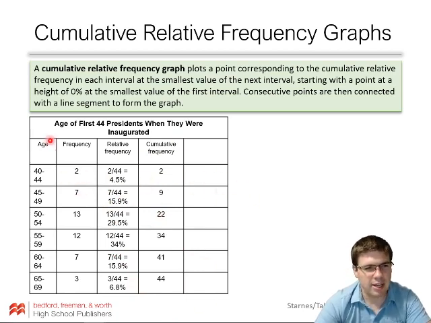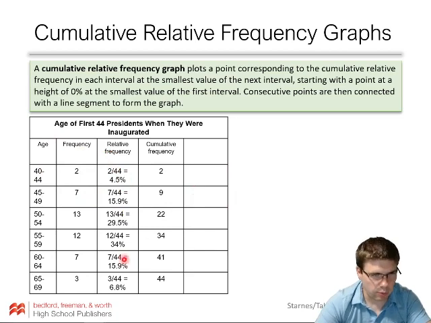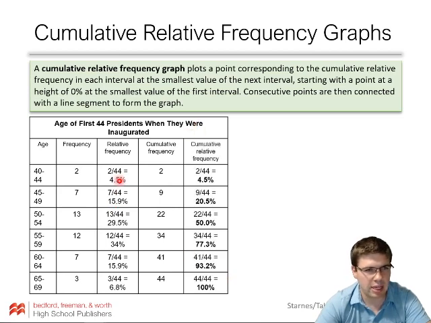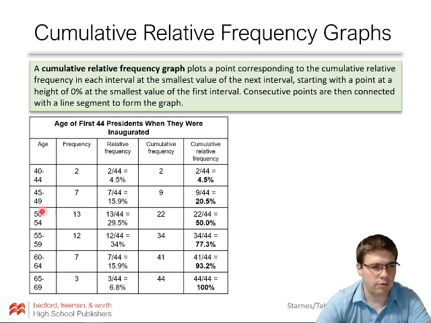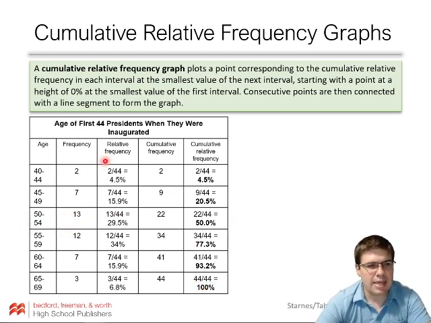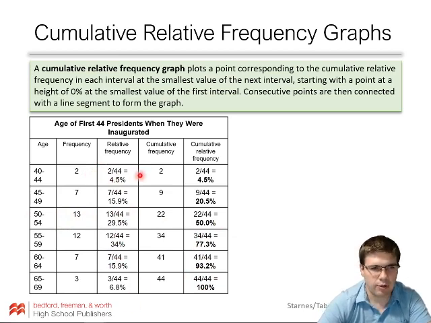I'll back up, sorry. We could have done this either way. We can do relative frequency, turn them into percents, and then convert to cumulative relative frequency by adding up those percents. So 4.5 plus 15.9 would get us to 20.5, plus another 29.5 gets us to that point. And so that means that, for instance, for 50 to 54, 50% of the data values are at or below that interval. And then we keep going all the way up until we get to 100%. That's one way to do it, just add up your relative frequencies as you go.